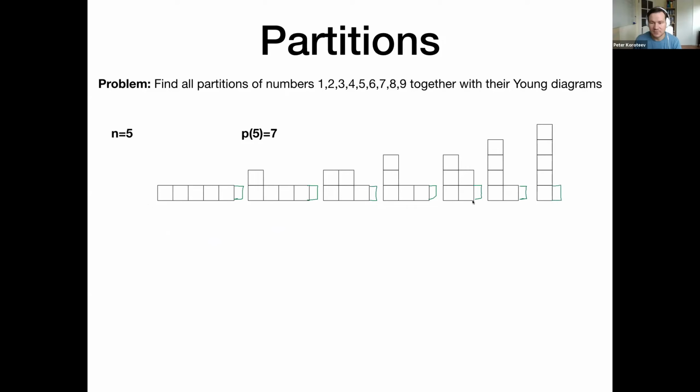Now, which ones did we miss? What are other partitions which are not in this list?